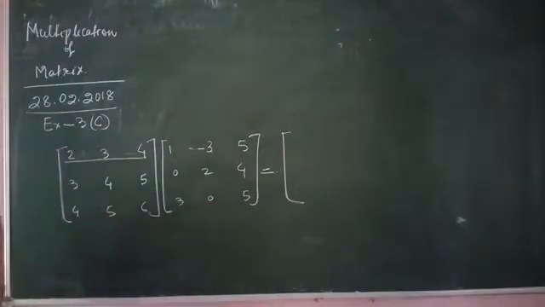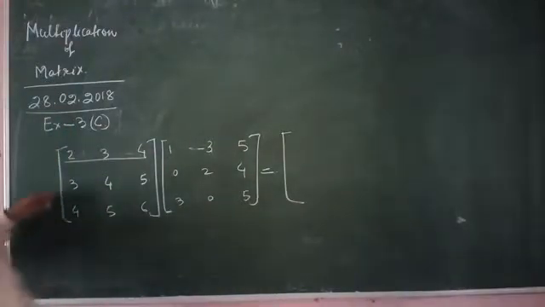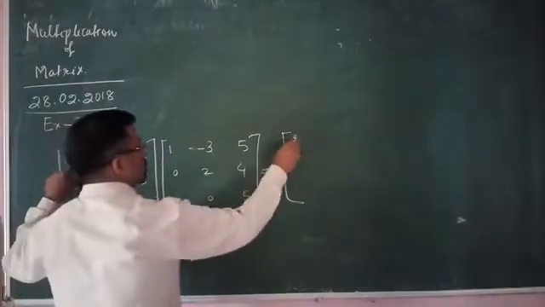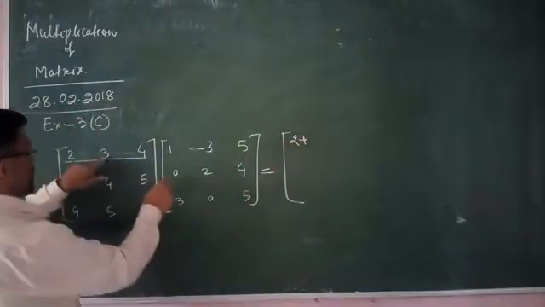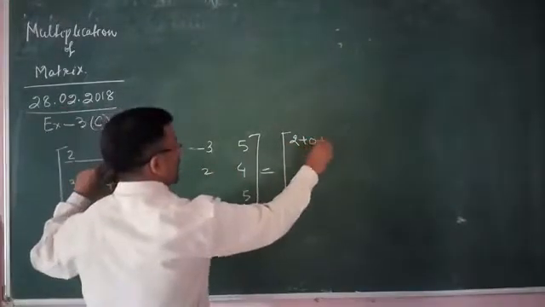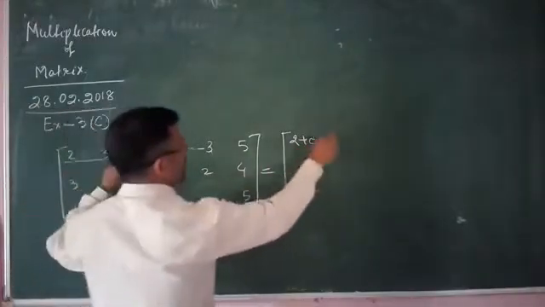Are you ready? Yes, sir. Please be with me on the board. 2 ones are 2, plus 3 zeros are 0, plus 4 threes are 12.